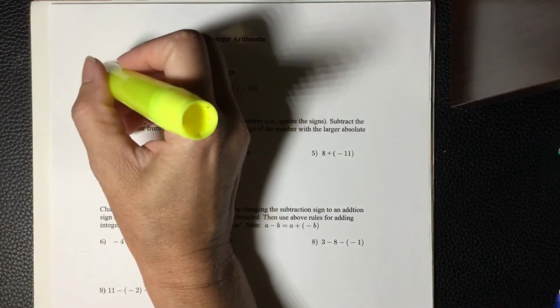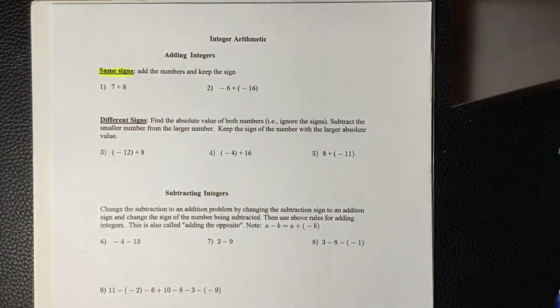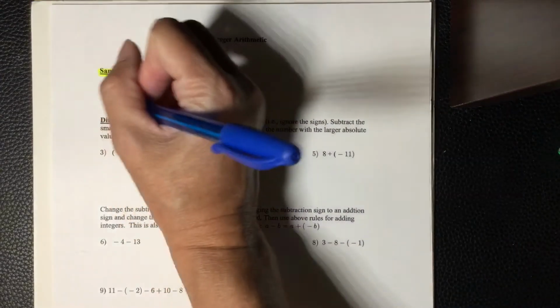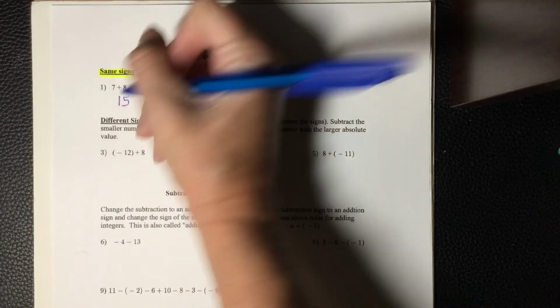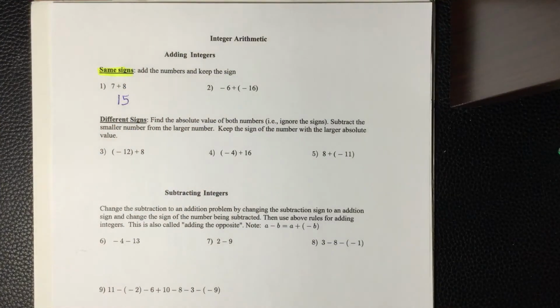We're going to talk about two numbers that have the same sign. Okay, so if we're adding and the numbers have the same sign, it's very, very easy, right? We just add the numbers together. So the first example, that's straight from elementary school. You just add 7 plus 8 and you get 15.